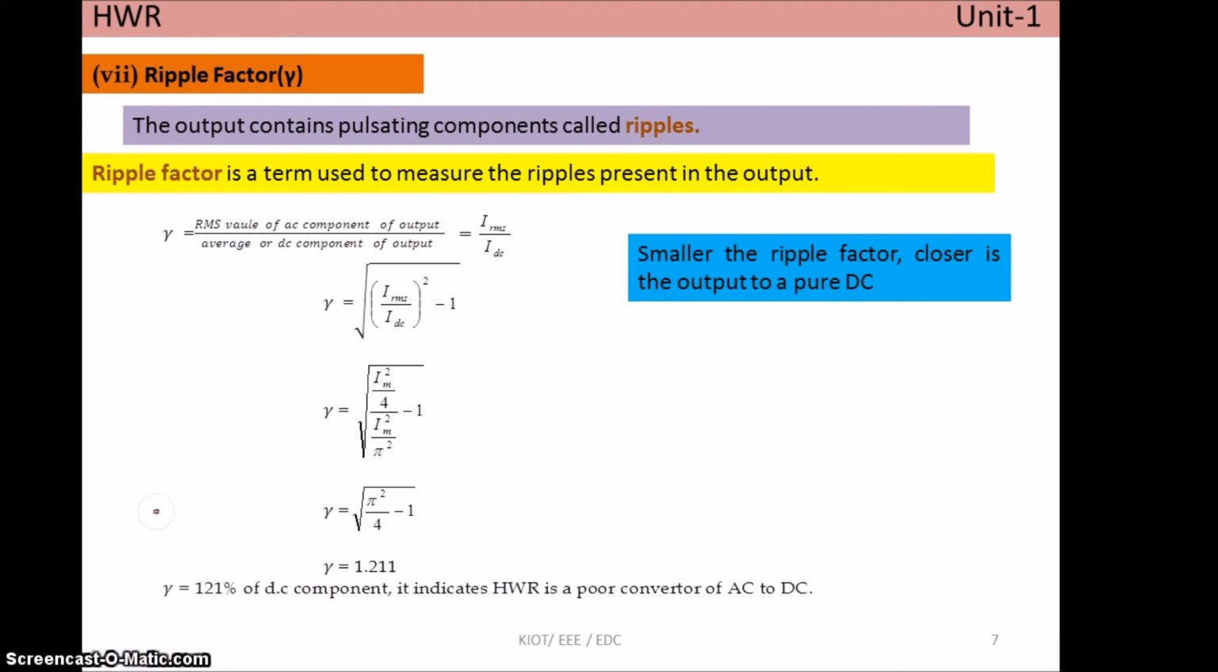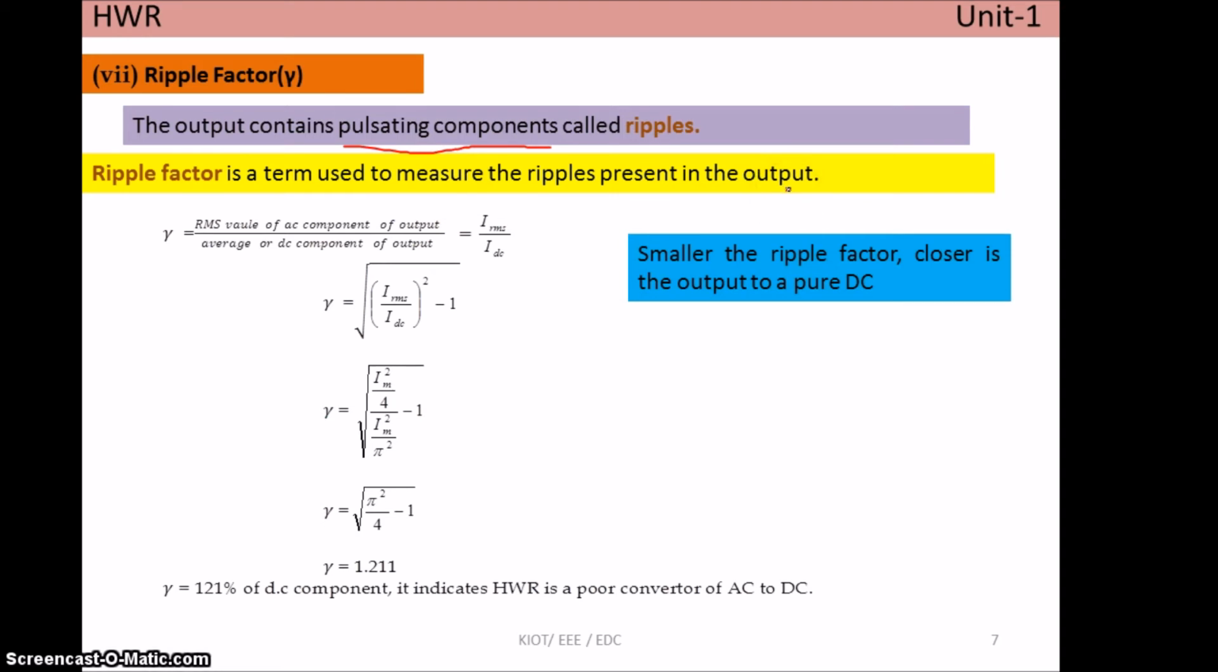Ripple is nothing but the pulsating components present in the output of the rectified DC voltage or current. So the output contains pulsating components called ripples. And then what is ripple factor? The ripple factor is the term used to measure the amount of ripples present in the output.